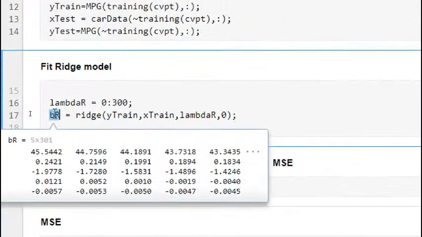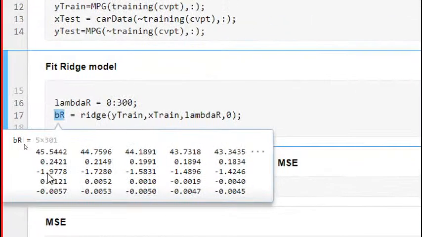Let's say I run this, and after execution you see the matrix size is 5 by 301. Each column shows one equation, and each row shows the coefficients for every equation. We had 4 predictors, and we got 4 coefficients plus a constant value. The second equation can be this, the third equation can be this, the fourth equation can be this. A total of 301 equations are generated.